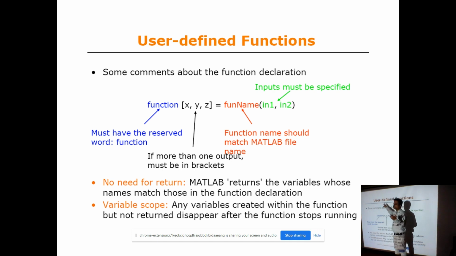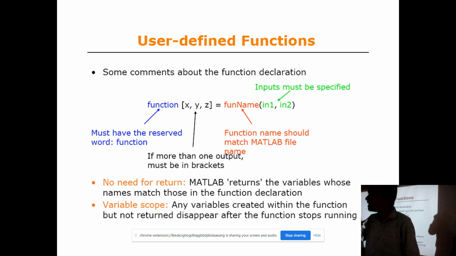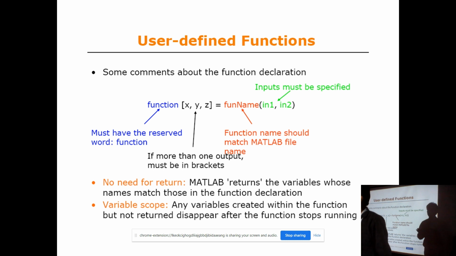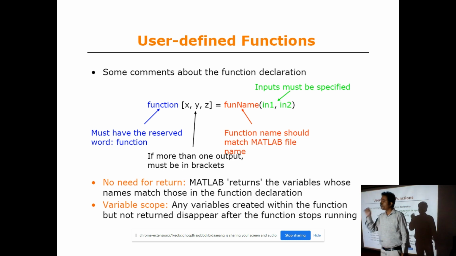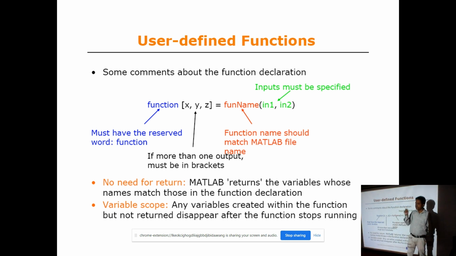If I want to define my own function, the syntax to follow is: function, open a square brace, write the output arguments, close it, write the function name, open a normal parenthesis, write the input argument. Now when you give a function name, the most important point is that the function name should be same as the file name. Very important point. The function name should be same as the file name.